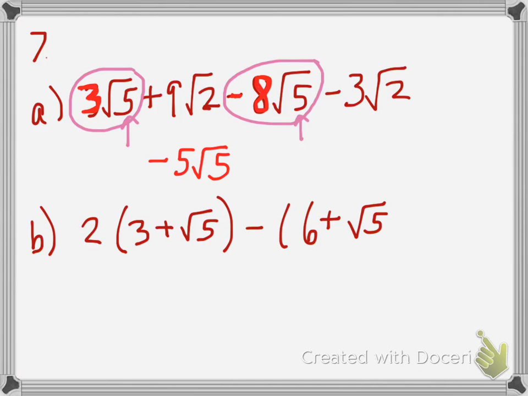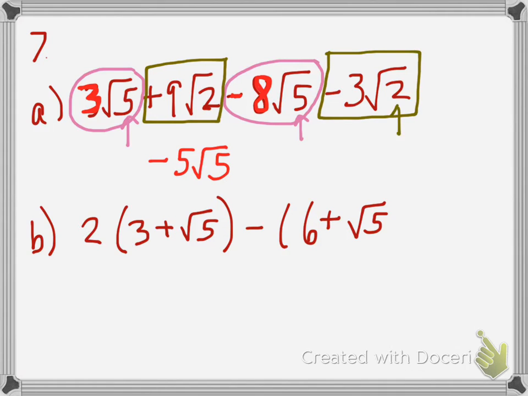Next, I have 2 terms here left over. 9 root 2s minus 3 root 2s. I can combine these because they have the same radicands. The radicands are those 2's inside. So to combine 9 root 2s minus 3 root 2s would be 6 root 2s. So to my list here, I'm going to add 6 root 2s.